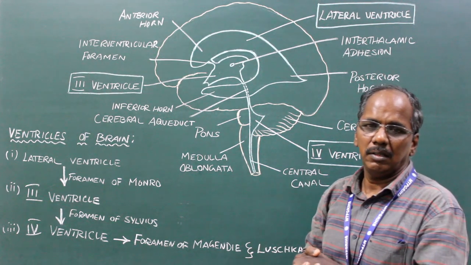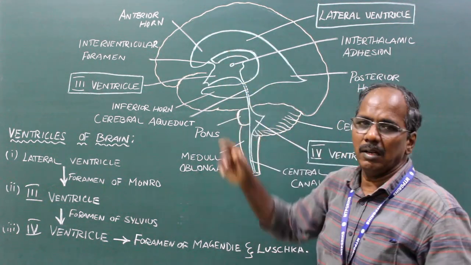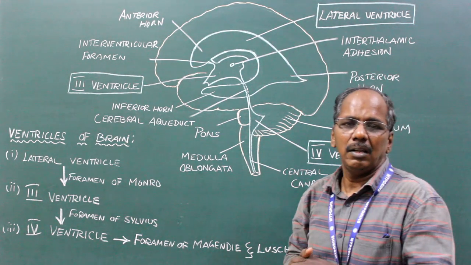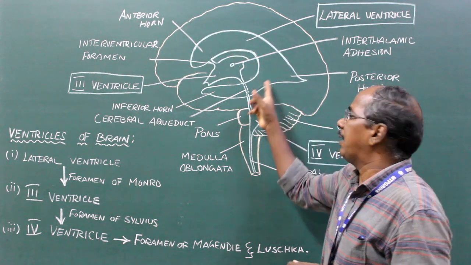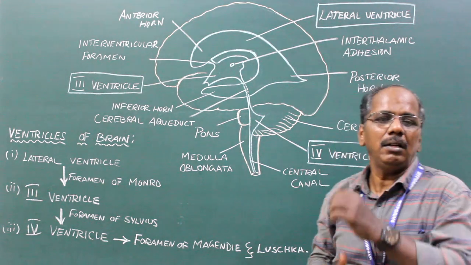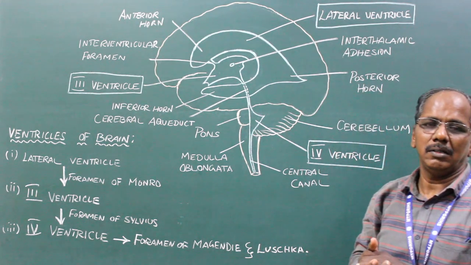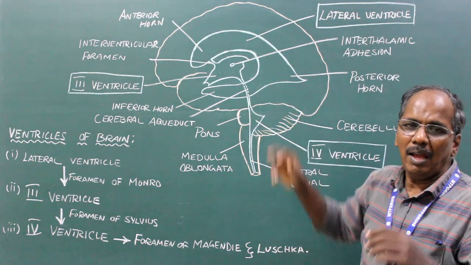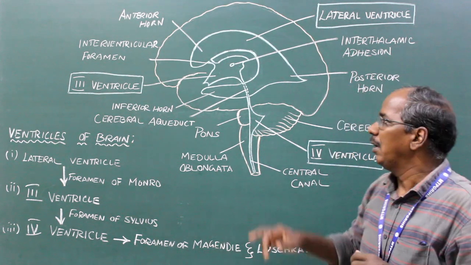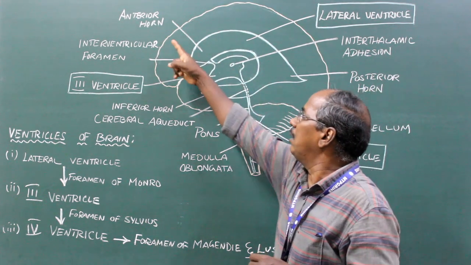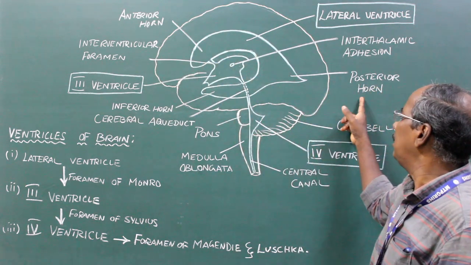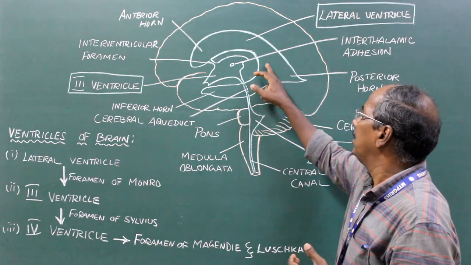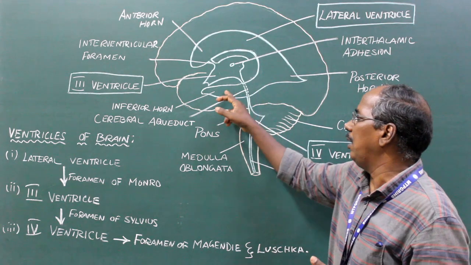Lateral ventricles. There are 2 lateral ventricles. Each lateral ventricle is roughly a C-shaped cavity situated within each cerebral hemisphere. It has a central part or a body and 3 projections or horns, namely anterior horn, posterior horn and inferior horn. So this is the body, anterior horn, posterior horn and inferior horn.